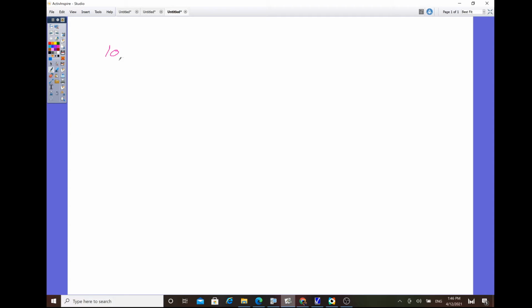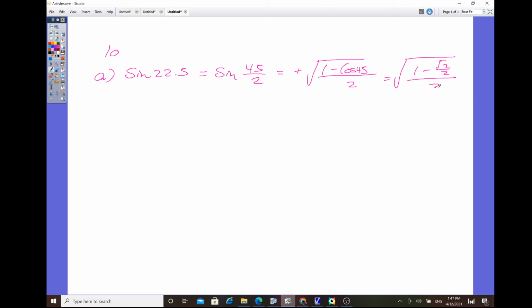For the first one, this can be written as sine of 45 over 2. Using the half angle formula, we know that for the sine of the half angle, 22.5 is in the first quadrant, so it's going to be positive. So the square root of (1 minus cosine of 45 degrees) all over 2. What we found here is (1 minus root 2 over 2) divided by 2.